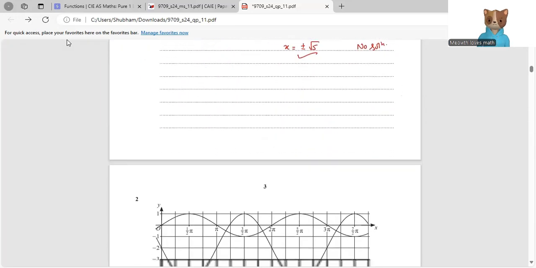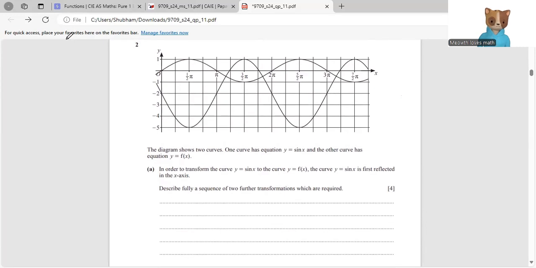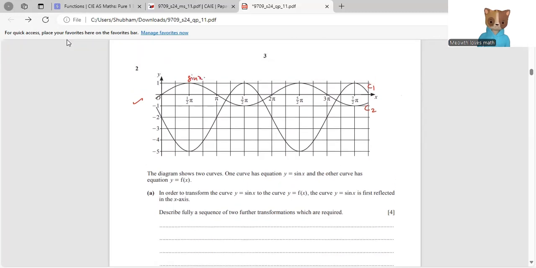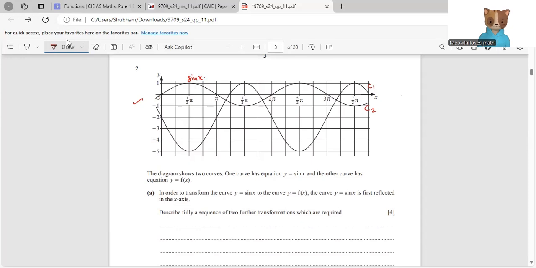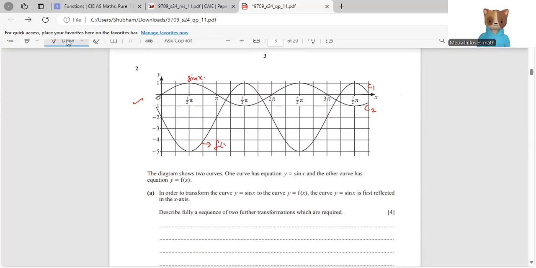Okay, now moving ahead. Second question, this is an interesting one. So it belongs to the topic of functions basically. So let's quickly read this out. The diagram shows two curves. Okay, we have two curves, so let's call them C1 and C2. One curve has an equation y equal to sin x. So this is basically the sin x curve. So let me write it over here, sin x. Okay, and the other curve has an equation y equal to f of x. So this curve is y equal to f of x.